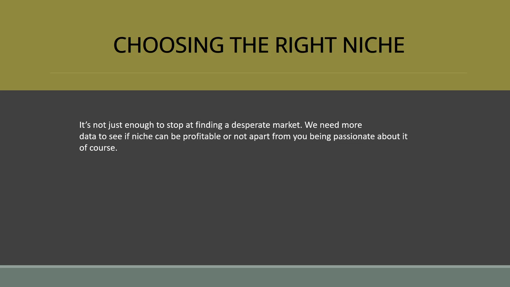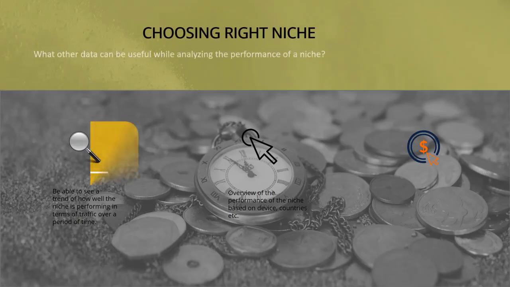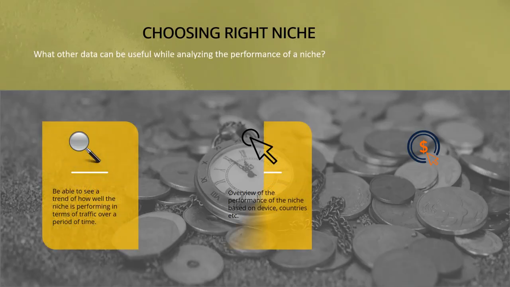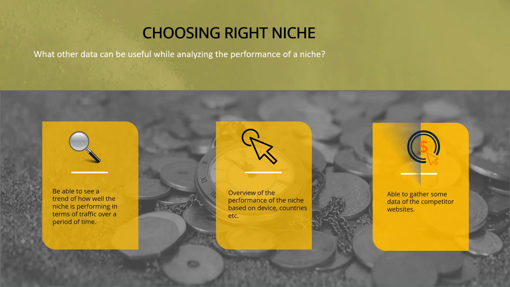But it's not just enough to stop at finding a desperate market. We need more data to see if a niche can be profitable or not in the long run, apart from you being passionate about it, of course. So, what other kind of data can be useful while analyzing the performance of a niche?